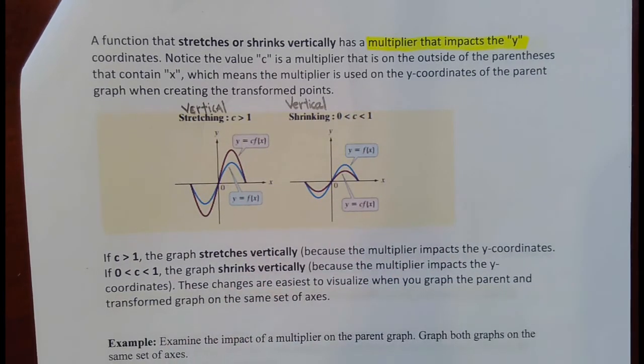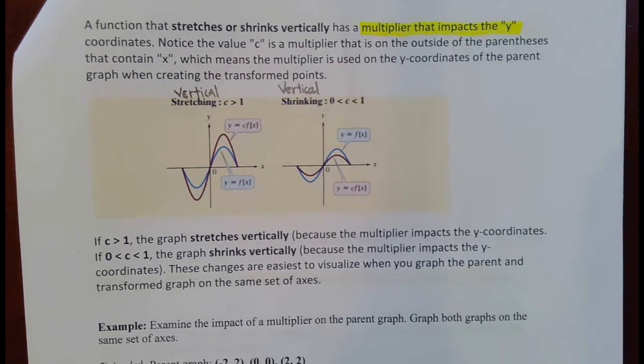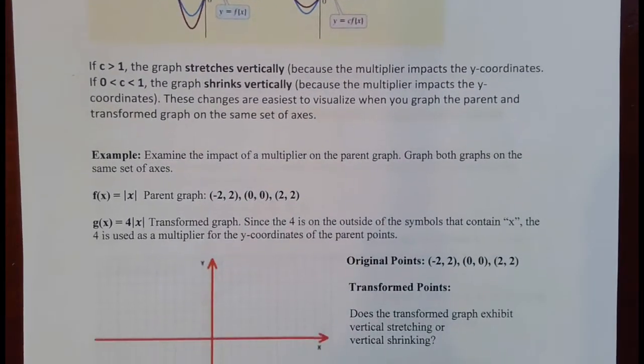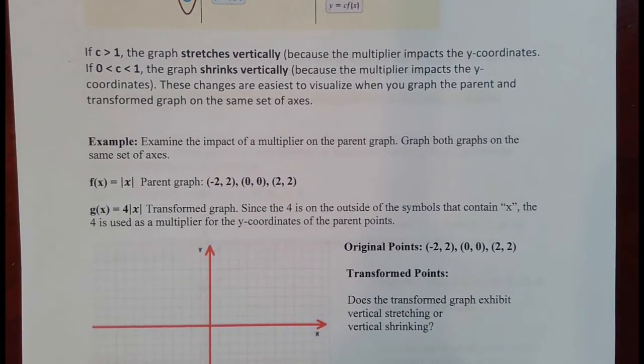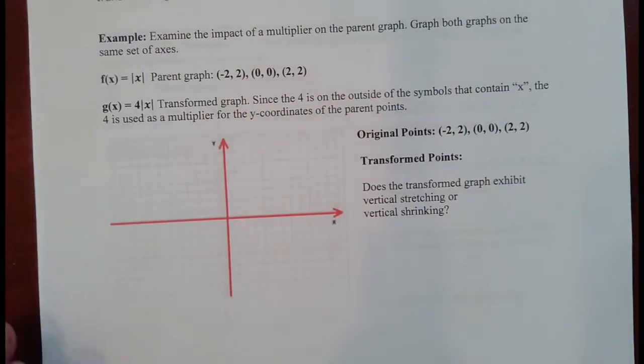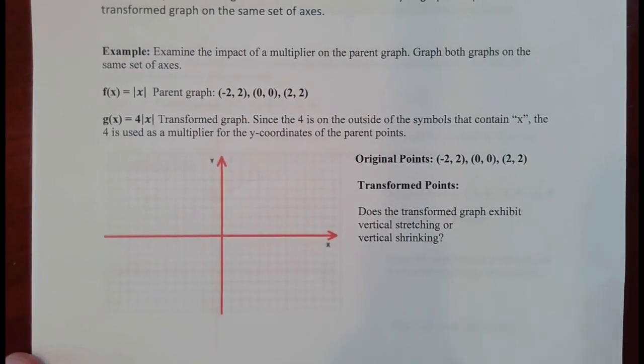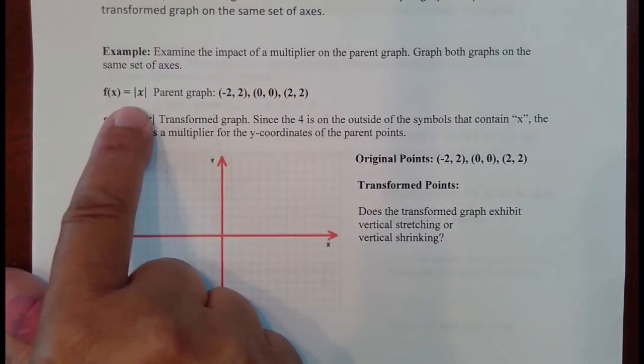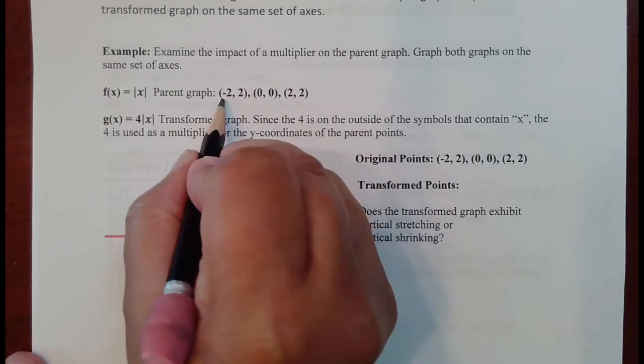Okay, so for instance, let's say that you are given the following problem. We're going to examine the impact of the multiplier on the parent graph. It's easiest to see what impact it has had on the graph just by putting the parent graph and the transformed graph both on the same set of axes. So for the parent graph, I'm suggesting 4 points. All of these come from the absolute value graph. I simply selected -2, 0, and 2.